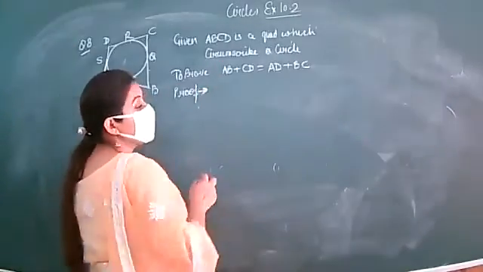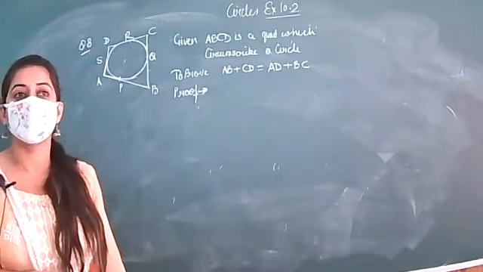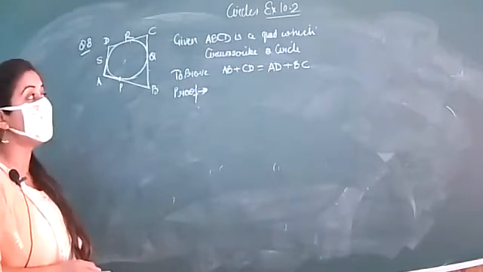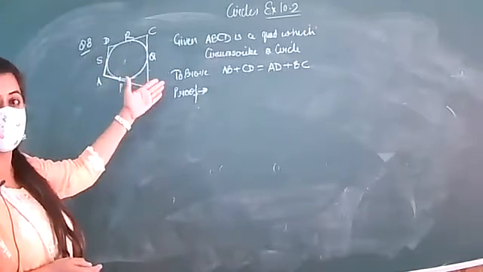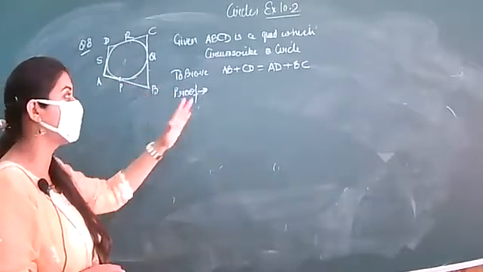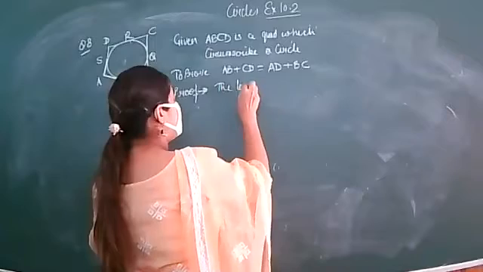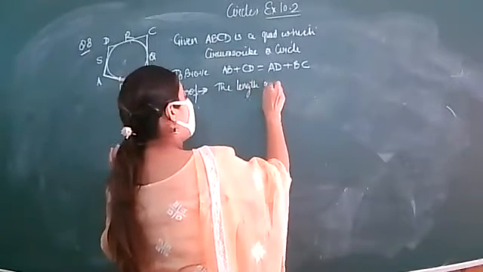So it's very easy, and this result is a standard result that you can apply in any extra question in which any type of quadrilateral is given and the quadrilateral is circumscribing a circle, then you can apply the same result.